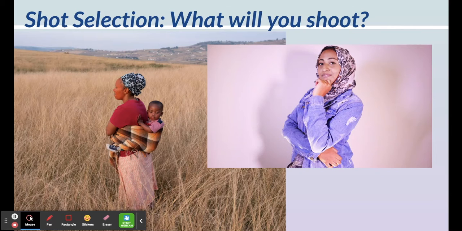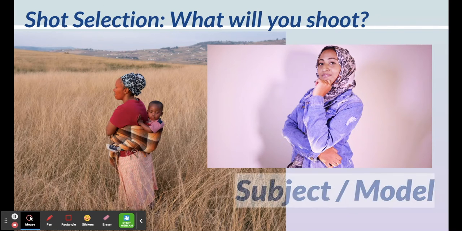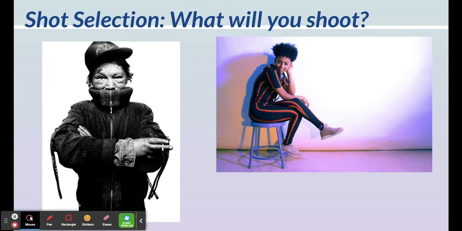Another thing I'm looking for is an interesting model or subject, someone who tells a story, who I want to know more about. Both of these photos have really interesting subjects. Who are these people?